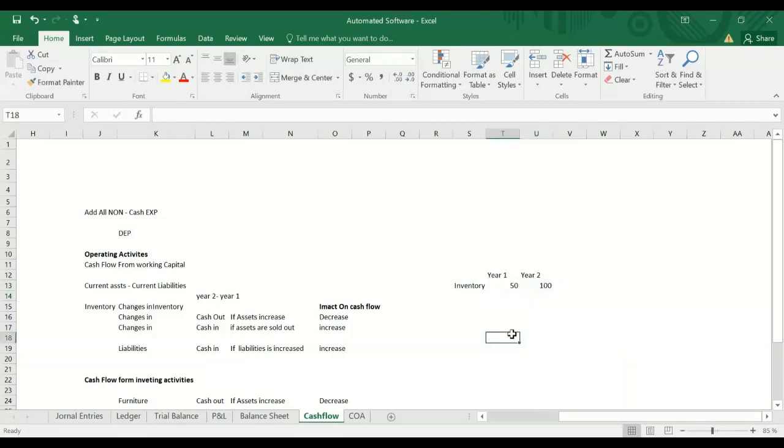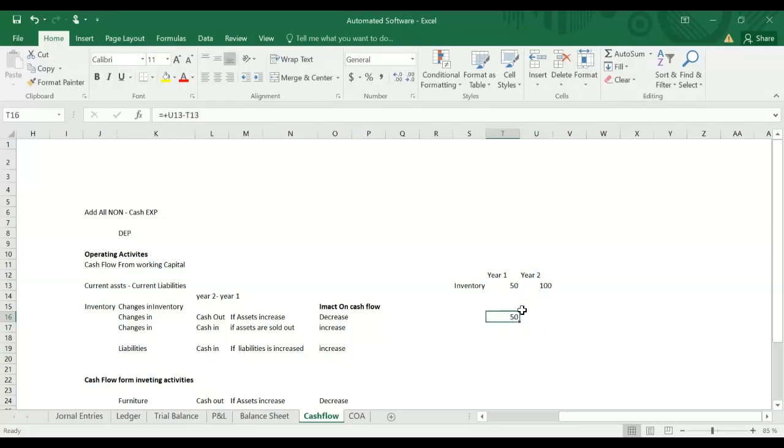So what formula are you going to use in the cash flow statement to get the answer? You just need to take the second year balance minus the first year balance. So first thing you need to do this. Okay. For example, there's a change of 50,000 from year one to year two. There's a change of 50.